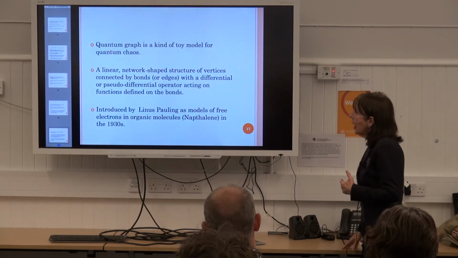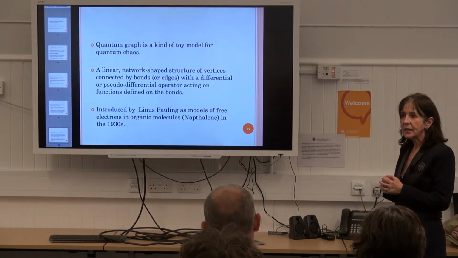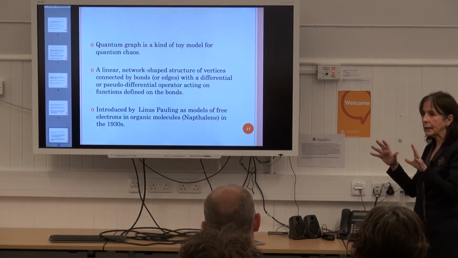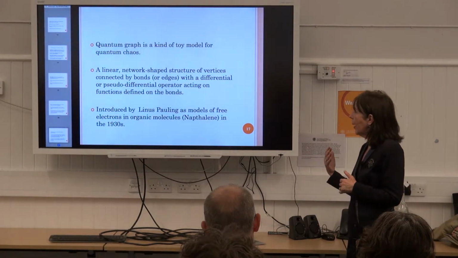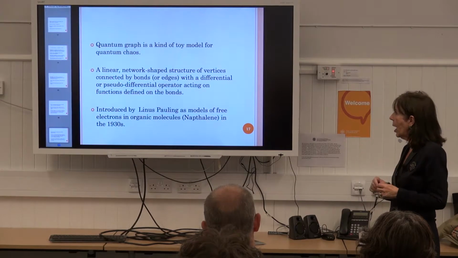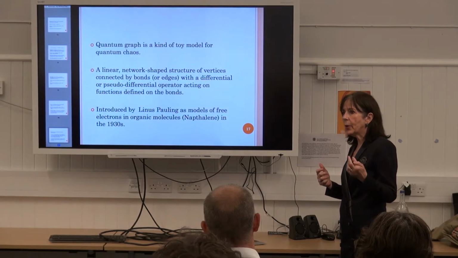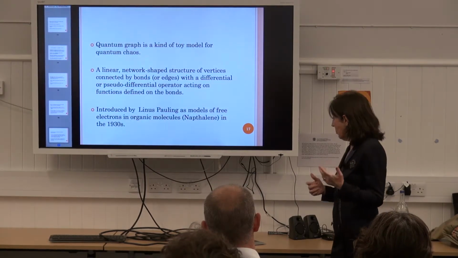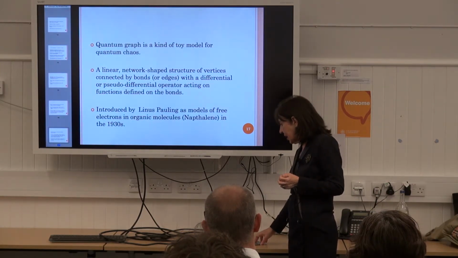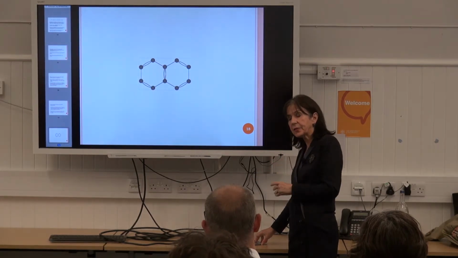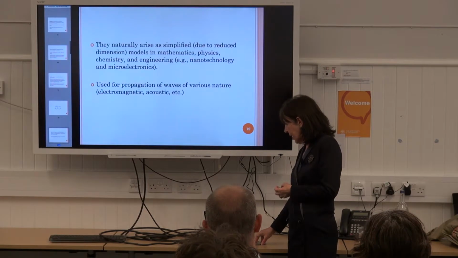Again, you have a quantum graph that's a kind of toy model for quantum chaos. So what does the graph look like? Well, it's like a network-shaped linear structure, and it's got differential equations acting on the functions that define the bonds. It was first introduced by Linus Pauling back in the 1930s as a model for free electrons in organic molecules. So it looks something like this.